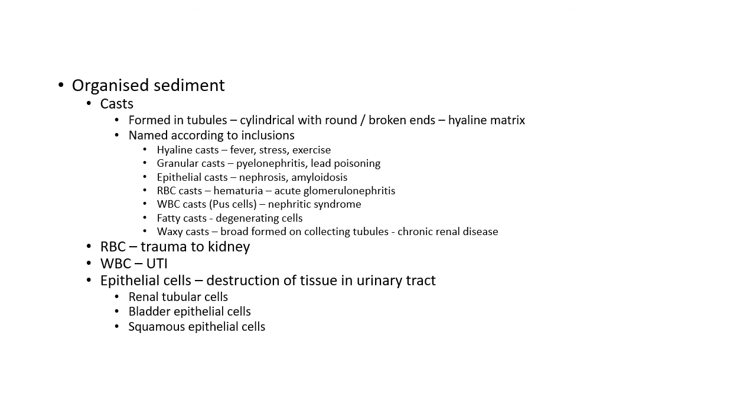Apart from casts, red blood cells can be seen. This is usually in conditions like trauma to kidney. They appear as pale, light refractive biconcave discs. White blood cells or pus cells can also be seen. They are usually with segmented nuclei and granular, and they are seen in urinary tract infections. A marked increase in epithelial cells is seen in urine in conditions like destruction of tissue in the urinary tract. The cells seen include renal tubular cells, bladder epithelial cells, or squamous epithelial cells.